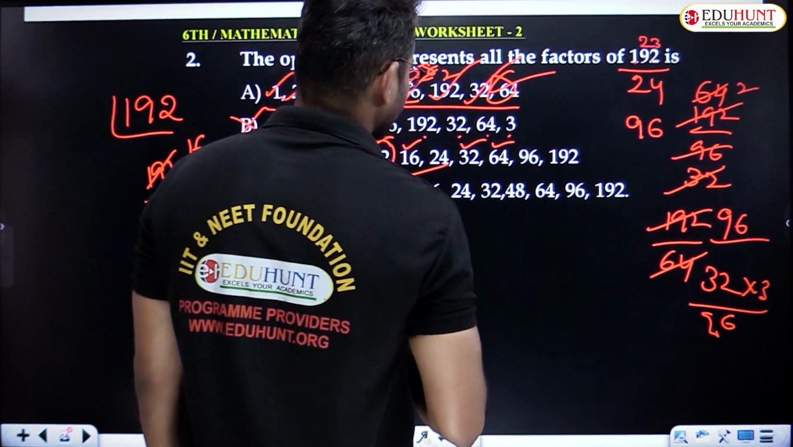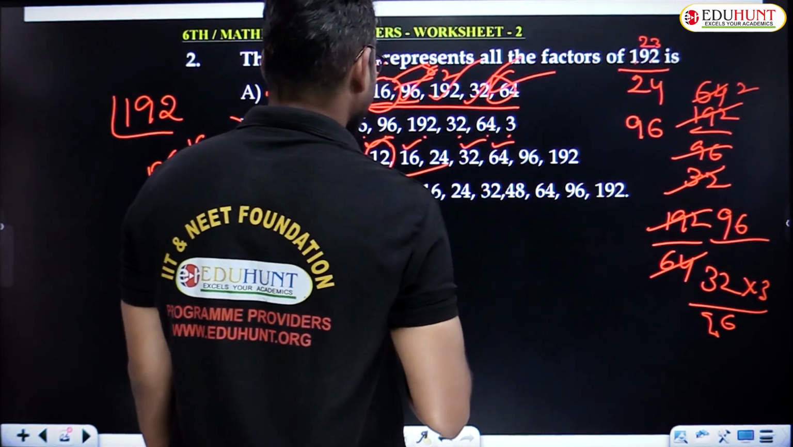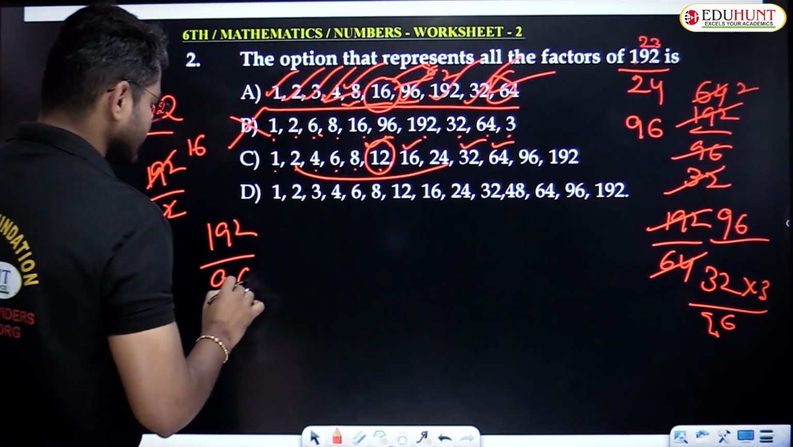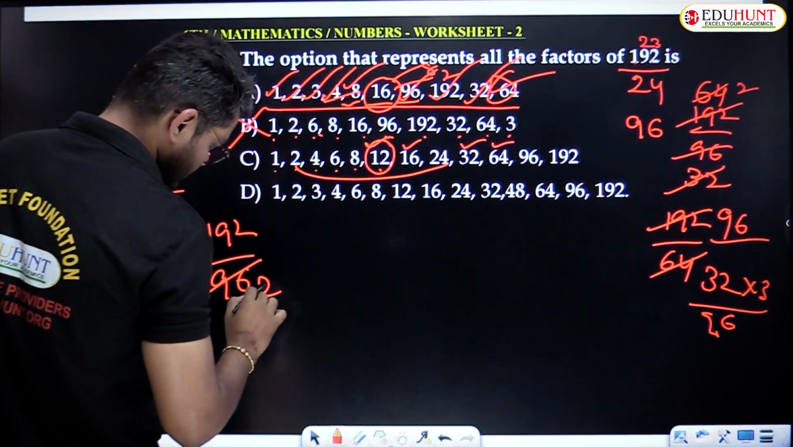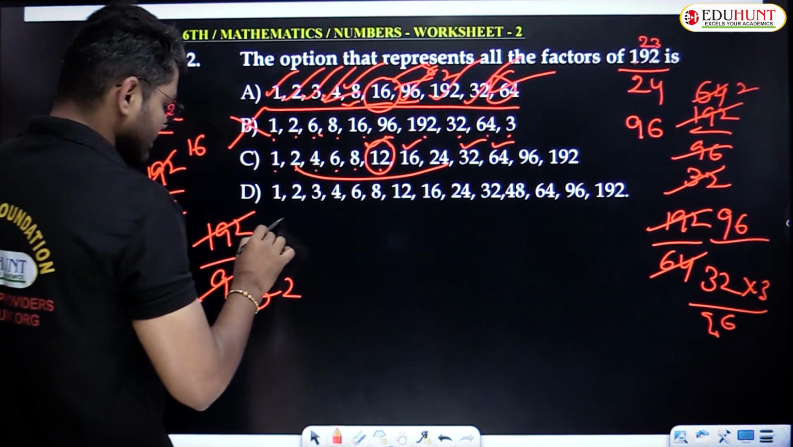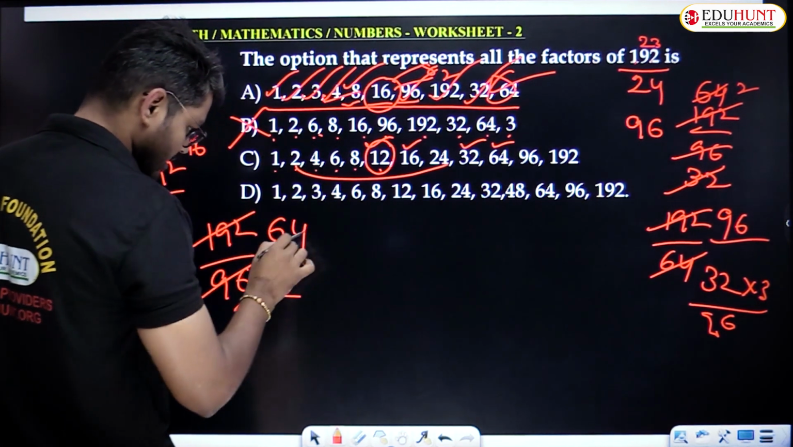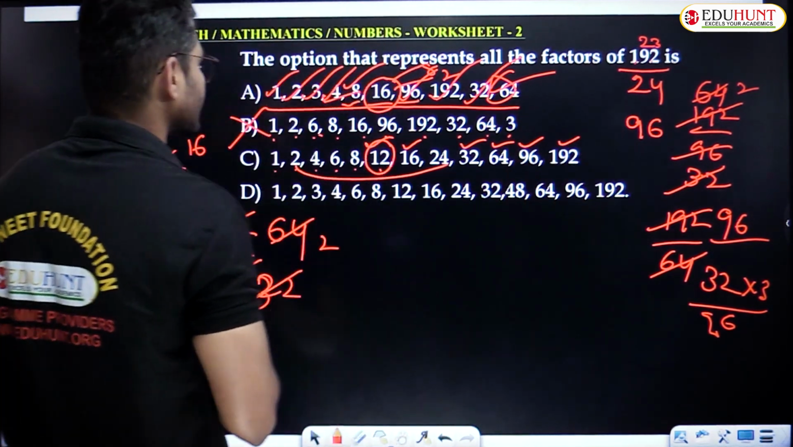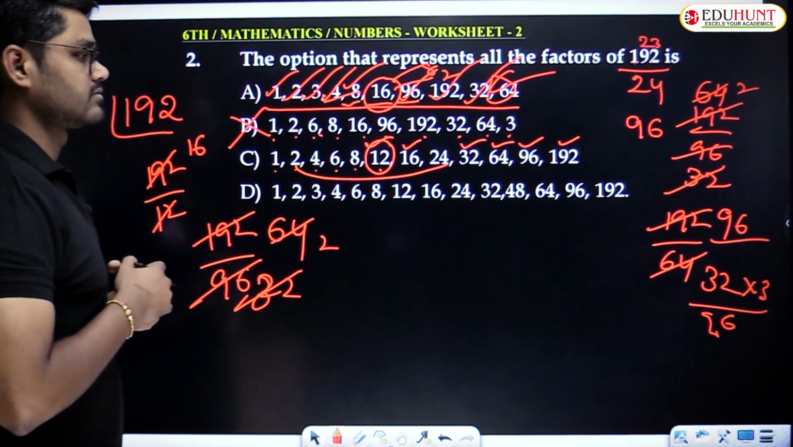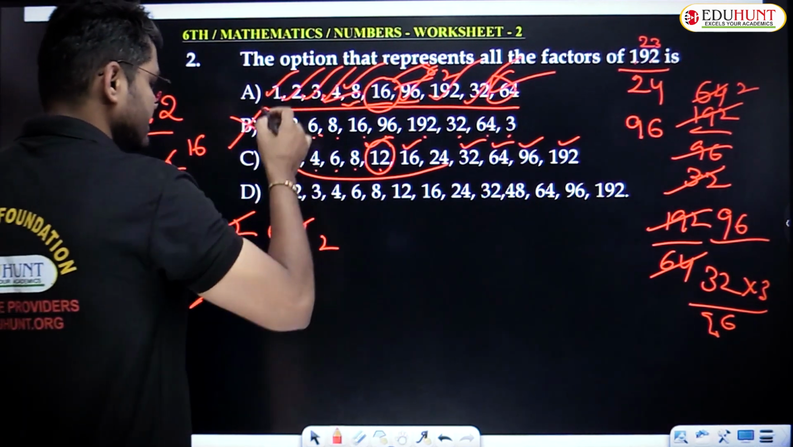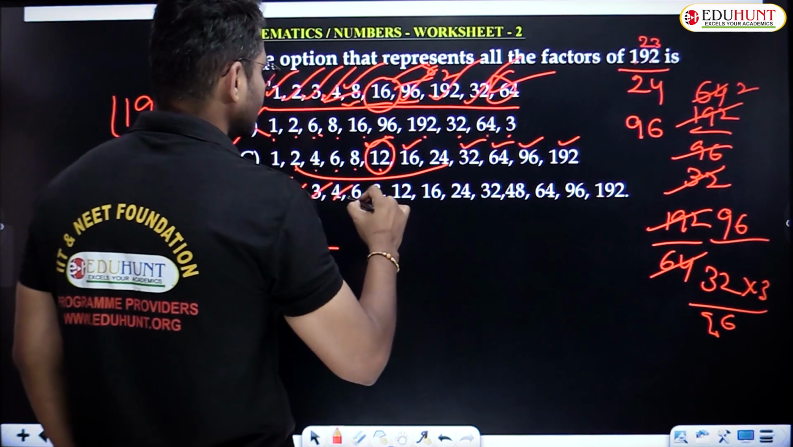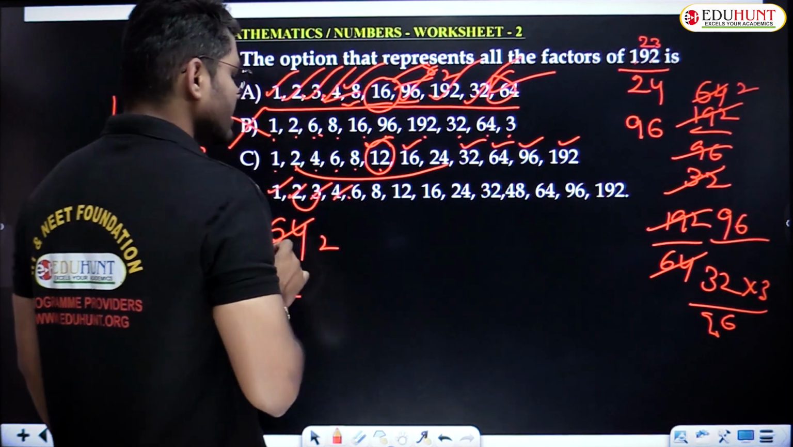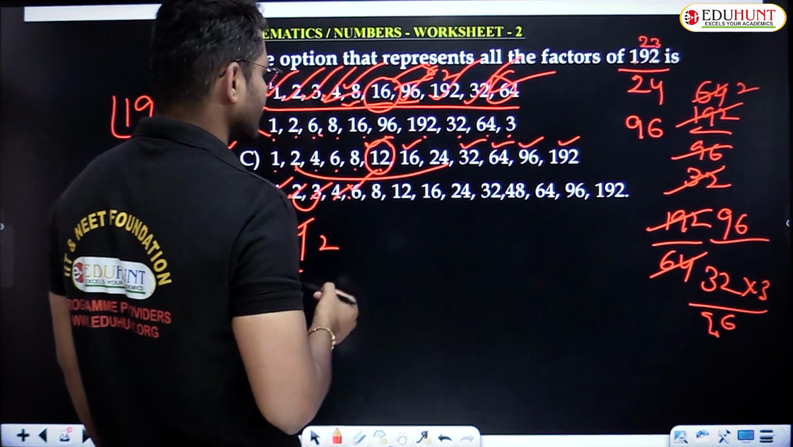96. 192 by 96. 3 2s, 3 3s. 3 6s 18, 3 4s 12. Okay, that means 96 is also possible, 192 is also possible. But here number 3 is missing. So here let's check. 1, 2, 3, 4, 6. Can we divide it in 6 table? Yes. 2 and 3 it is divisible. Therefore, in 6 table also it is divisible.